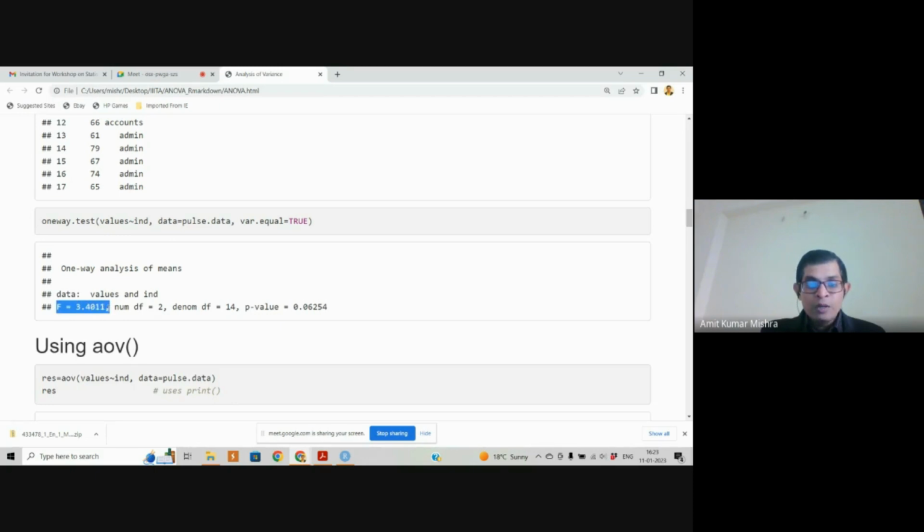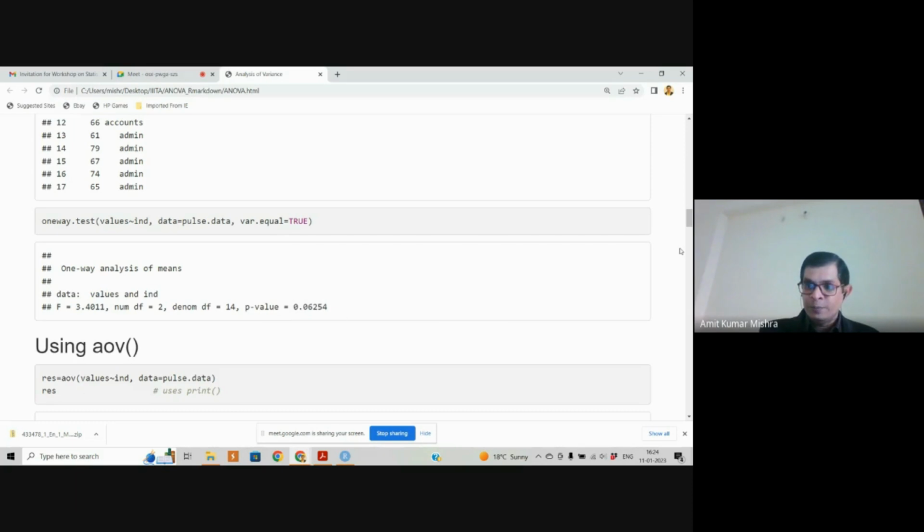F is 3.4011, that means the observed value. Numerator degrees of freedom is 2, denominator degrees of freedom is 14, and the p value is this. So it only gives you this much. You are not getting what is MSC, what is MSB. It only gives you the p value, F observed, and the numerator and denominator degrees of freedom. But you can conclude that the p value is bigger than 5%, so we are not going to reject the null hypothesis. So this was the second method.